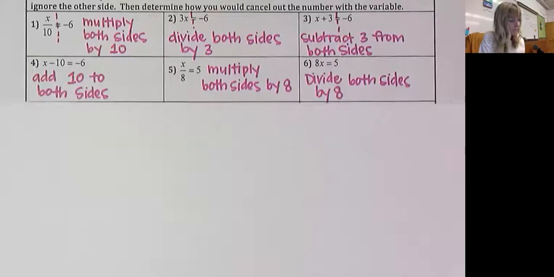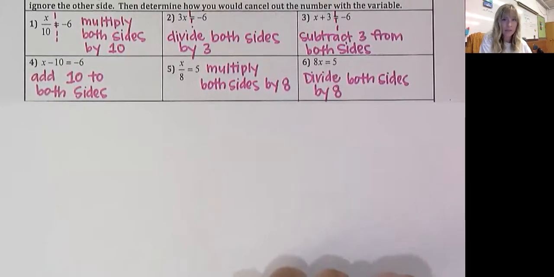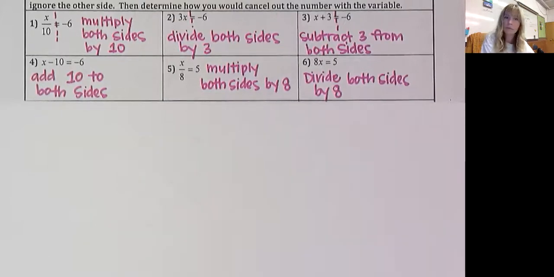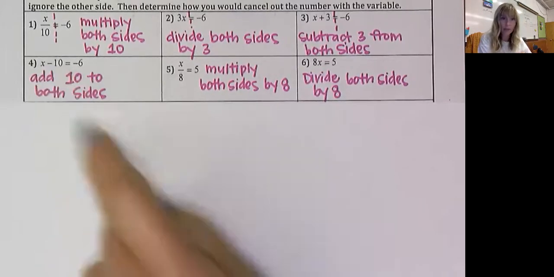Okay, let's see how we did. So here is the next row. In my experience doing this in class when I let students try it, most students do okay with these 3, so check those out. What are they doing to the variable? They're subtracting 10, so what are you going to do? Add 10 to both sides.